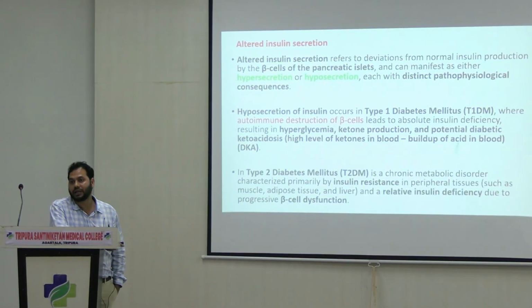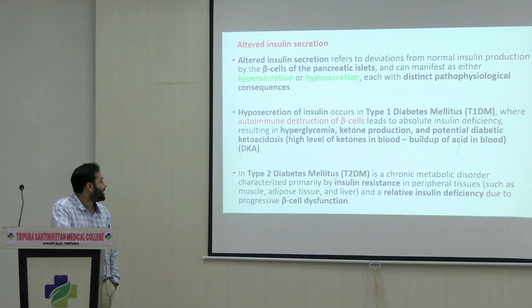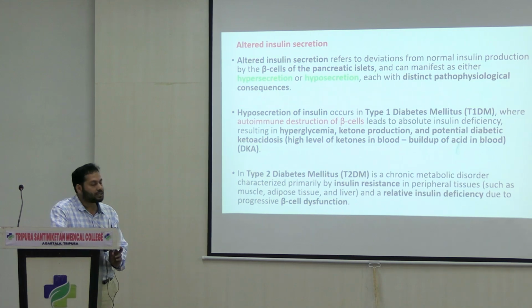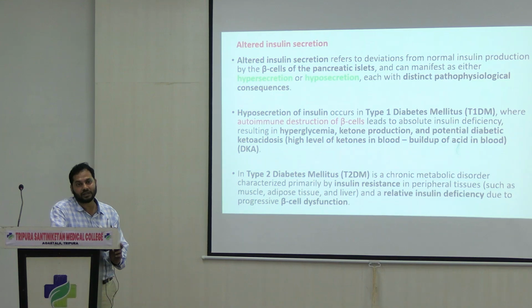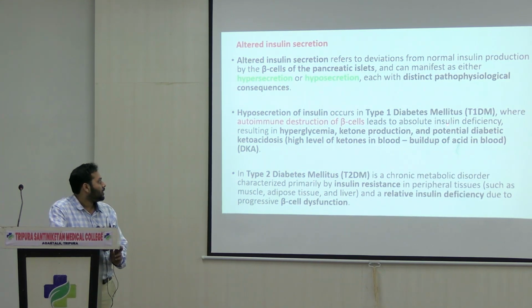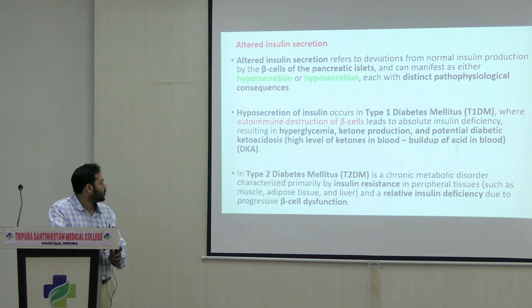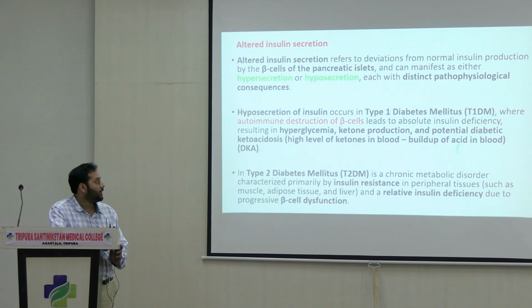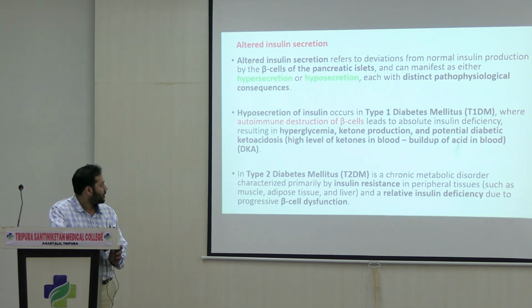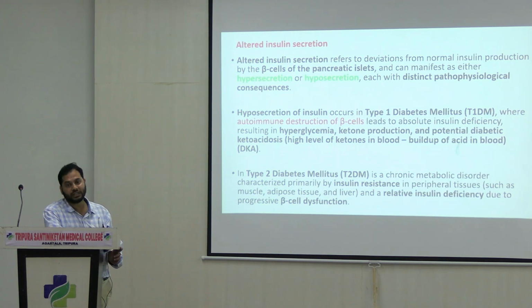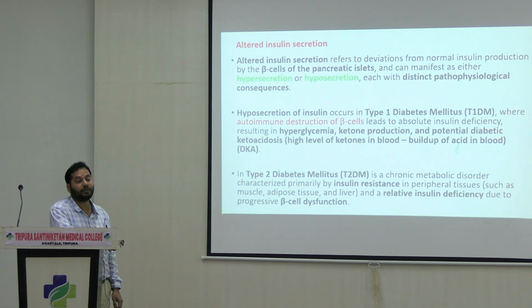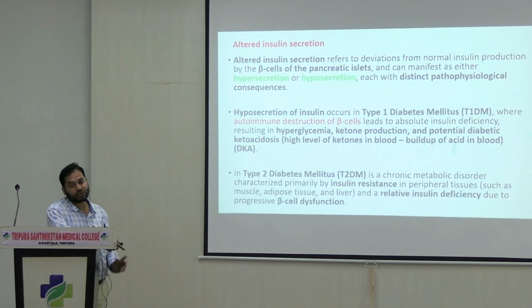This is the most important characteristic: in this particular case there is a destruction of the beta cells, and it is autoimmune destruction, and due to this autoimmune destruction there is insufficient insulin secretion, or deficiency of insulin. And this insulin deficiency may lead to the development of some physiological conditions. So what physiological conditions may develop in this insulin deficiency? You can see there is the development of hyperglycemia and the production of ketone bodies, as well as a high chance of the development of potential diabetic ketoacidosis, right?